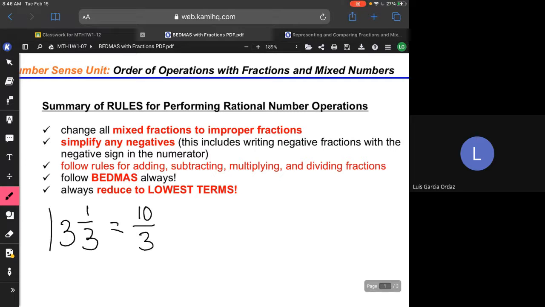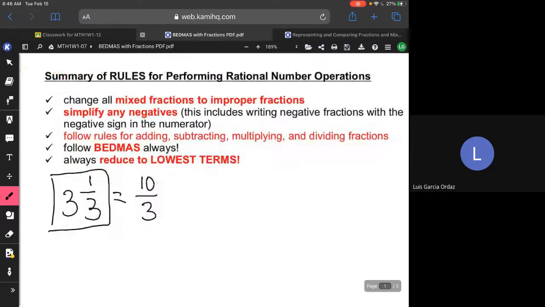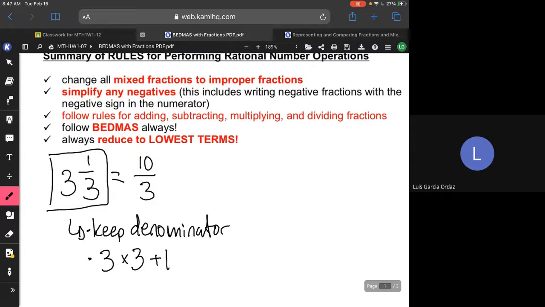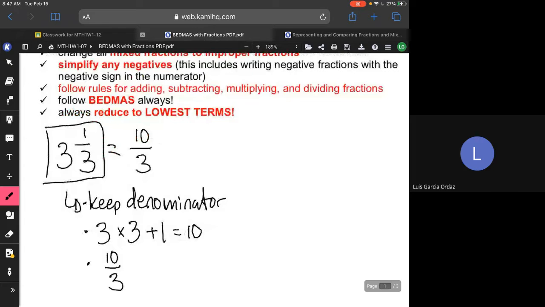Remember, the way to convert this into an improper fraction is you keep your denominator. So my denominator stays 3. And then you're going to take your denominator and multiply it by the whole number. So in this case, we're going to take 3 times 3 and then add 1. So if we follow BEDMAS, 3 times 3 gives me 9, plus 1 gives me 10, which means my answer will be 10 over 3.